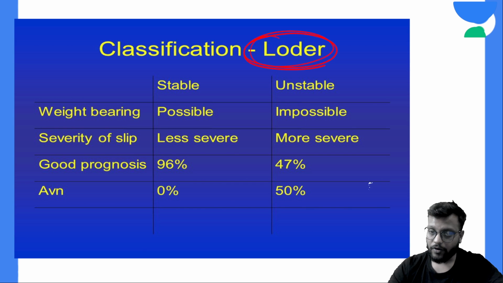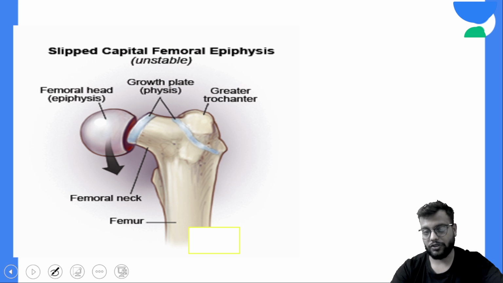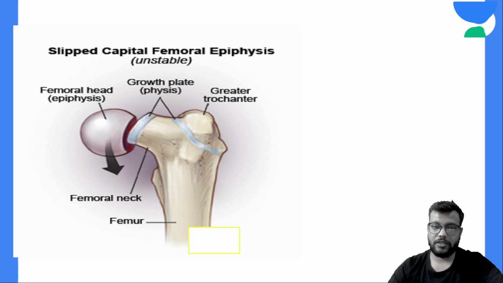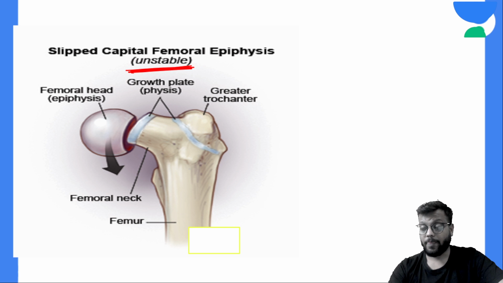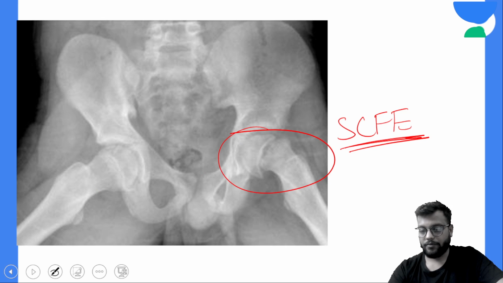And you only have to remember that Loder classification is used for this disease. Okay, and it is an unstable injury. The physis is involved, so it is a very important disease to treat, otherwise there will be shortening, retarded growth, or cessation of the growth of this hip joint. So it is a very important disease.